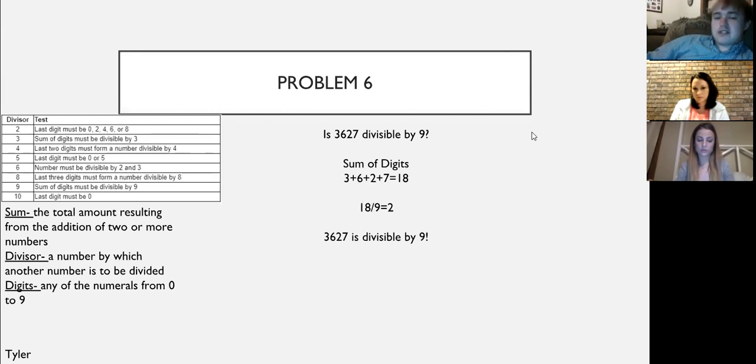So 3,627 is divisible by 9. I may not know what it equals, but we know by these rules that it is divisible by 9.